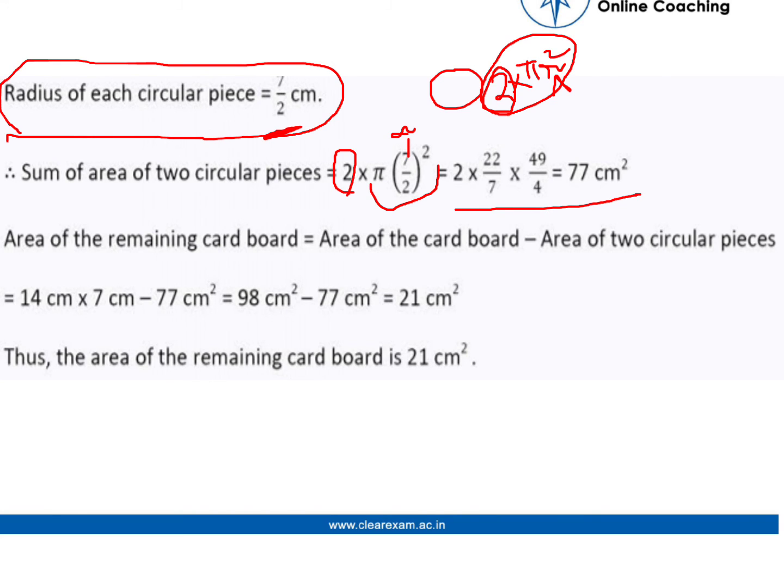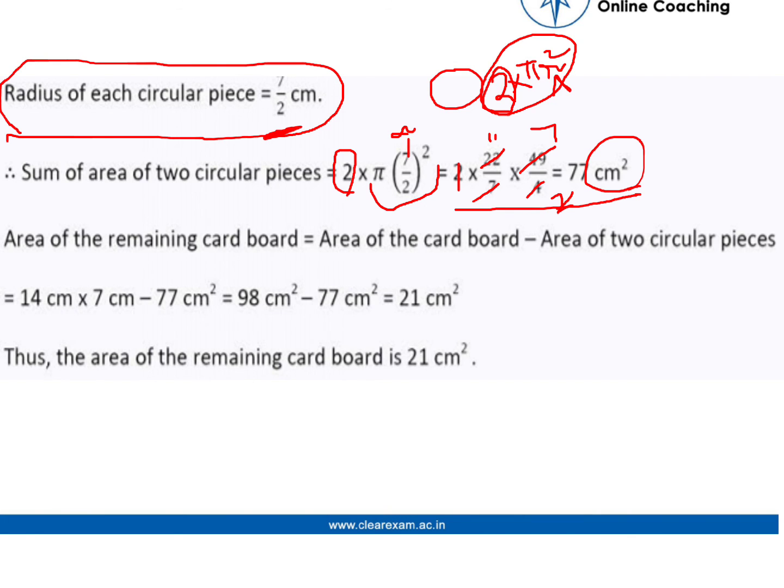7 by 7 is 49, and 2 into 2 is 4. The 7 cancels and the 2 cancels, so this is 11 sevens, which is 77 centimeter square.